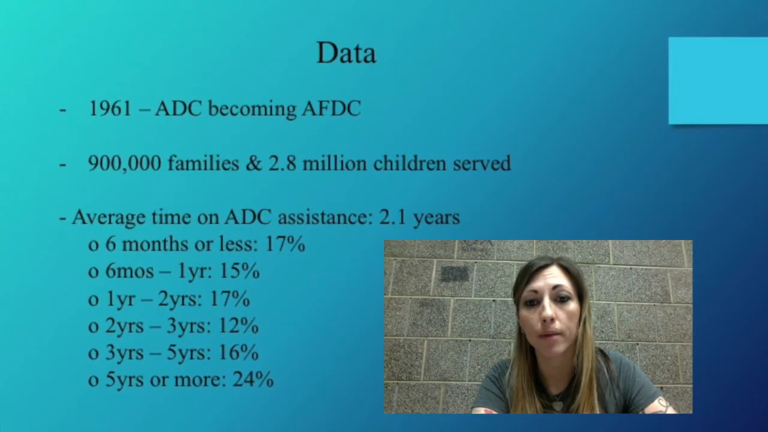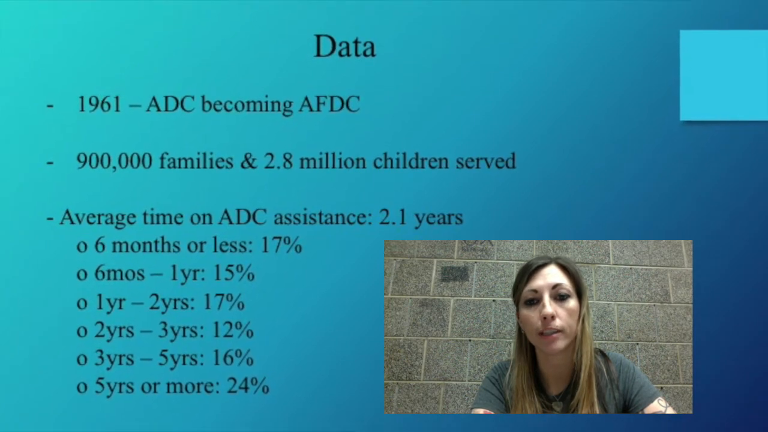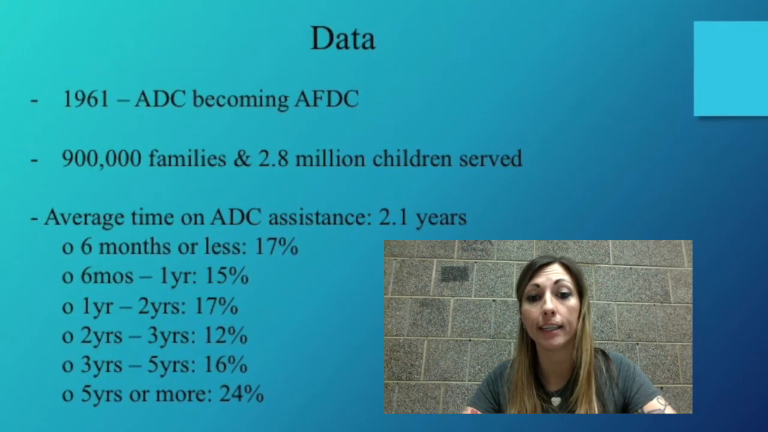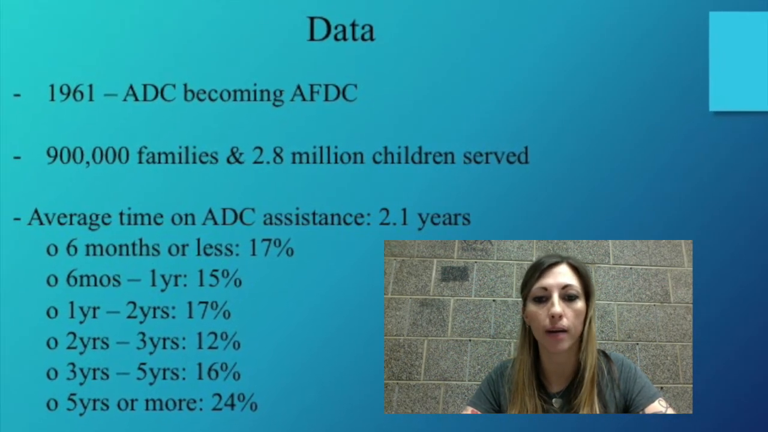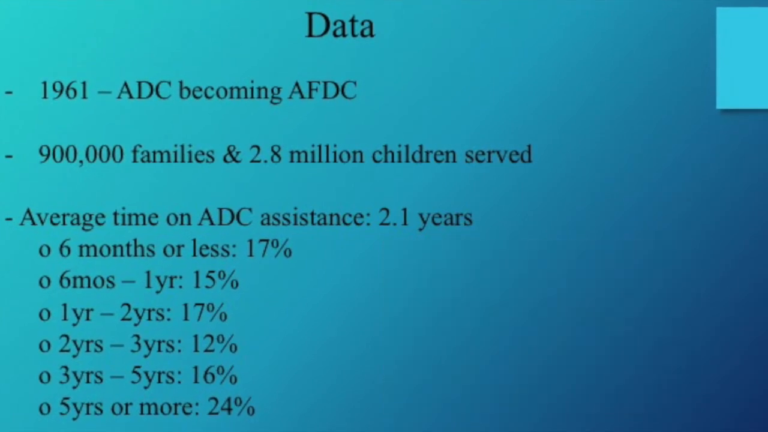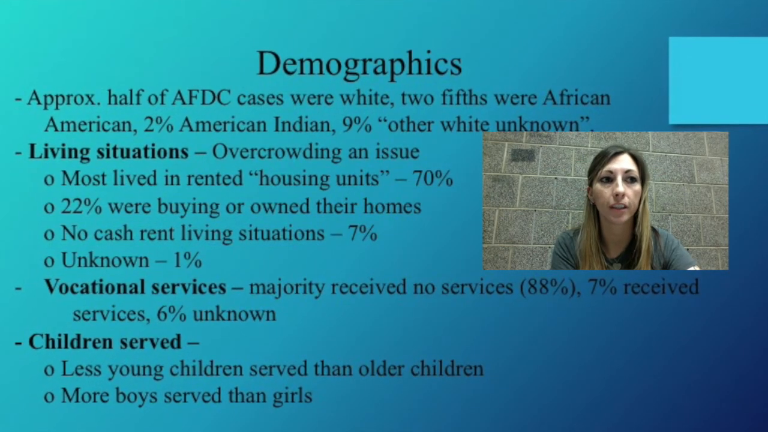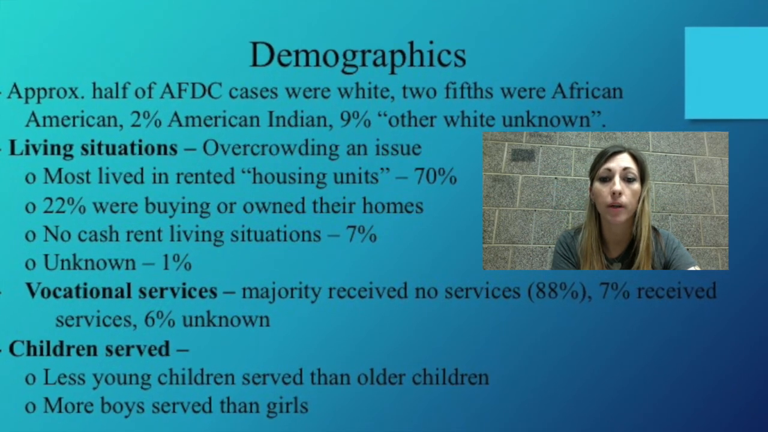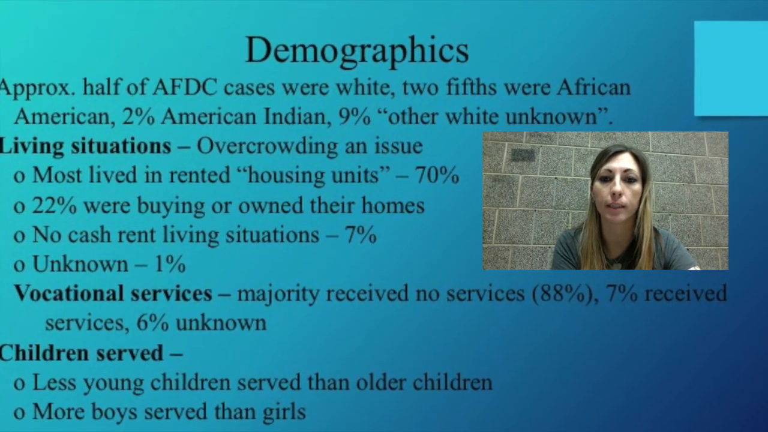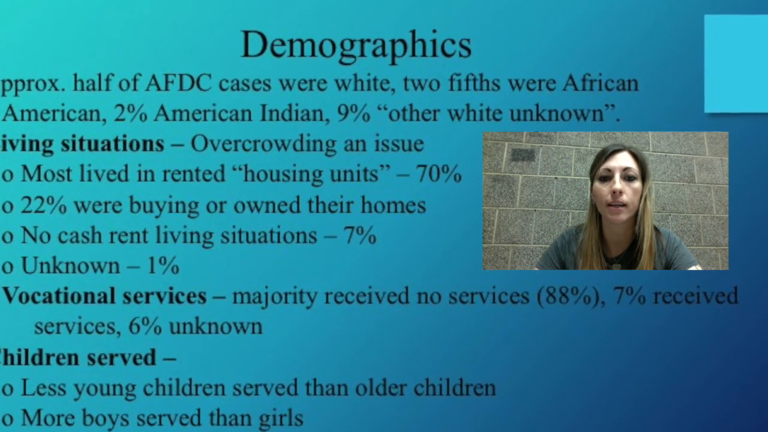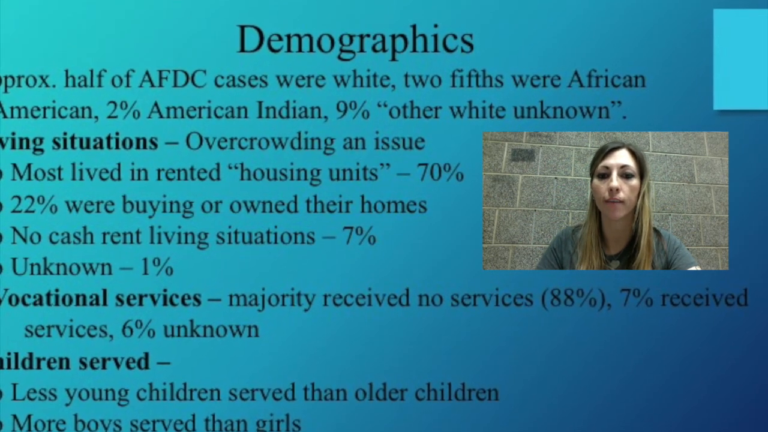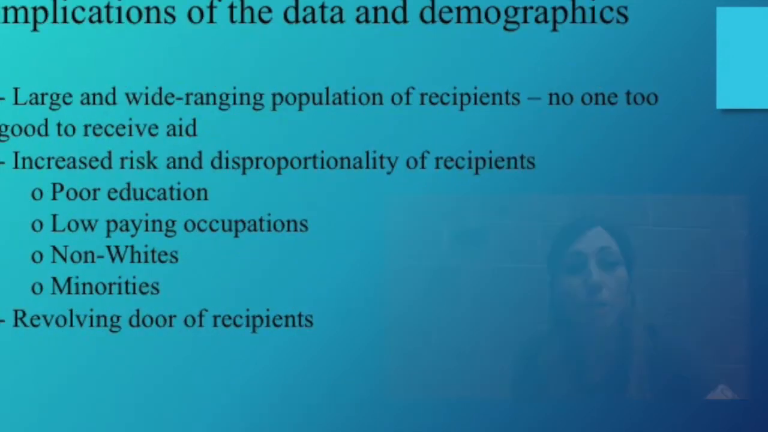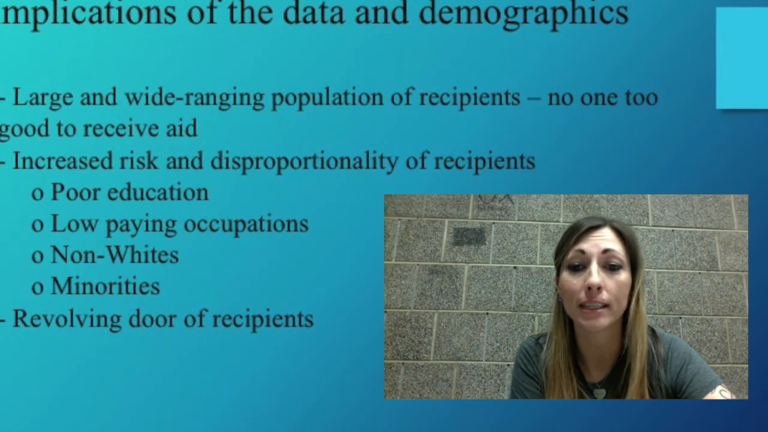Now let's take a moment to review the data associated with recipients of the ADC and later the AFDC program, demonstrated on this slide. So who were the families being served by ADC and later the AFDC program? It's important to consider the demographics of the recipients of public welfare programs. Let's take a moment to review the demographics of the recipients below. Of the data. So what does it mean?